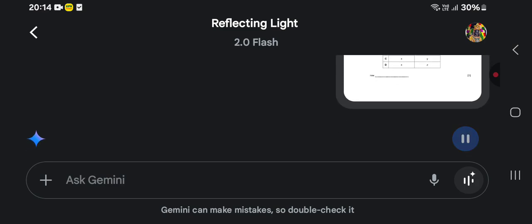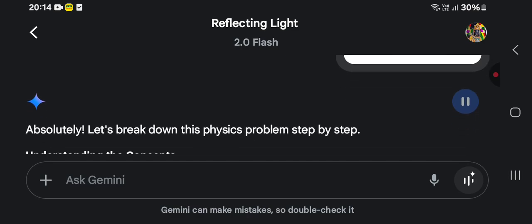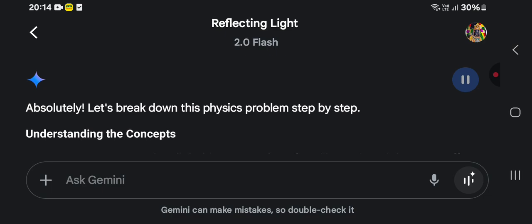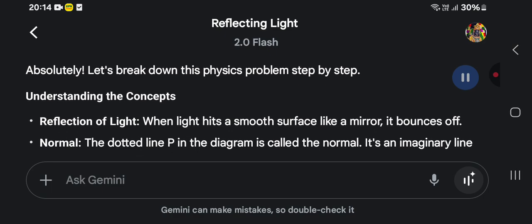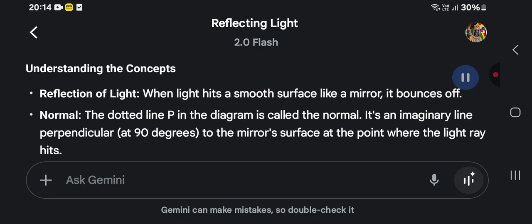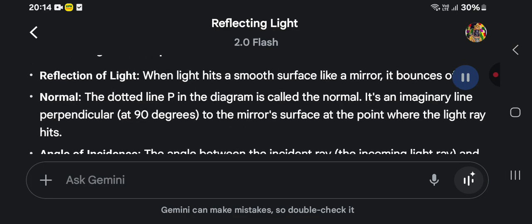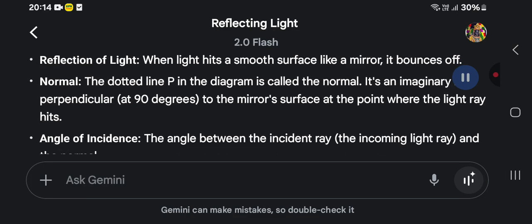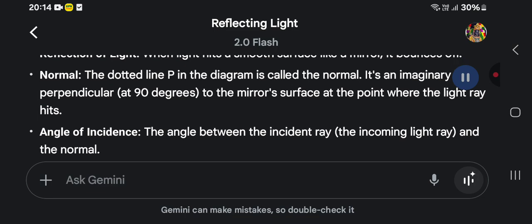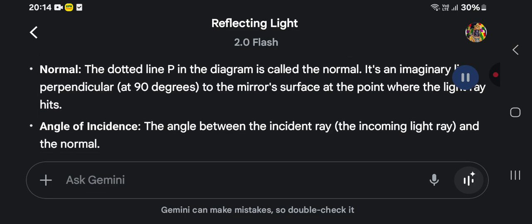Absolutely. Let's break down this physics problem step by step. Understanding the concepts: reflection of light. When light hits a smooth surface like a mirror, it bounces off. Normal. The dotted line P in the diagram is called the normal. It's an imaginary line perpendicular, at 90 degrees, to the mirror's surface at the point where the light ray hits.